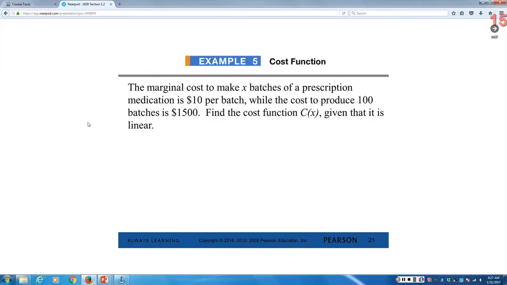So let's look at another cost function. The marginal cost to make X batches of a prescription is $10 a batch. And the cost to produce 100 batches is $1,500. Find the cost function. Do we have the fixed cost? Where? The 1,500. That's to produce 100 of them. Ah. It says it's $10 per batch. So that's the slope. What are they actually giving us when they say the cost to produce 100 is $1,500?